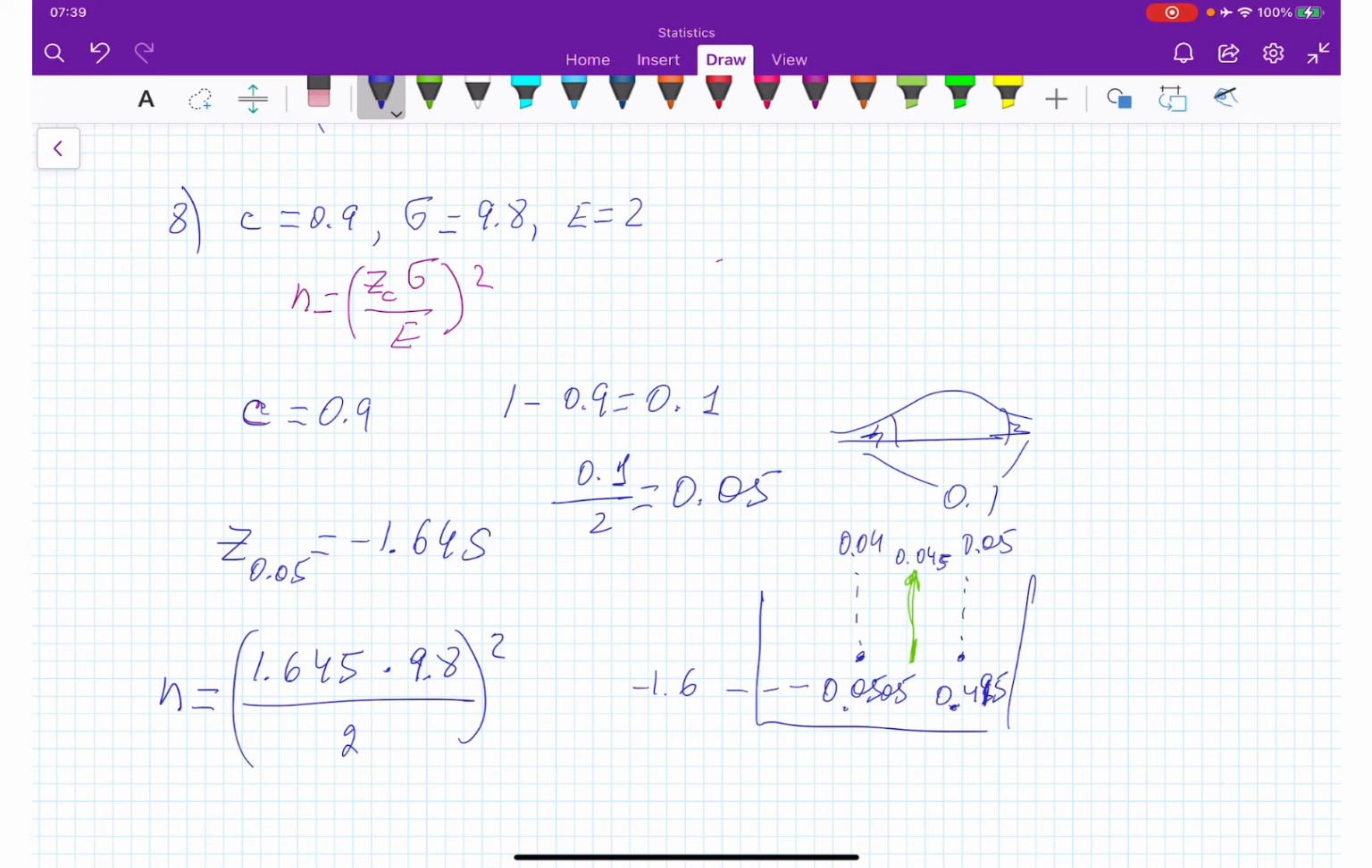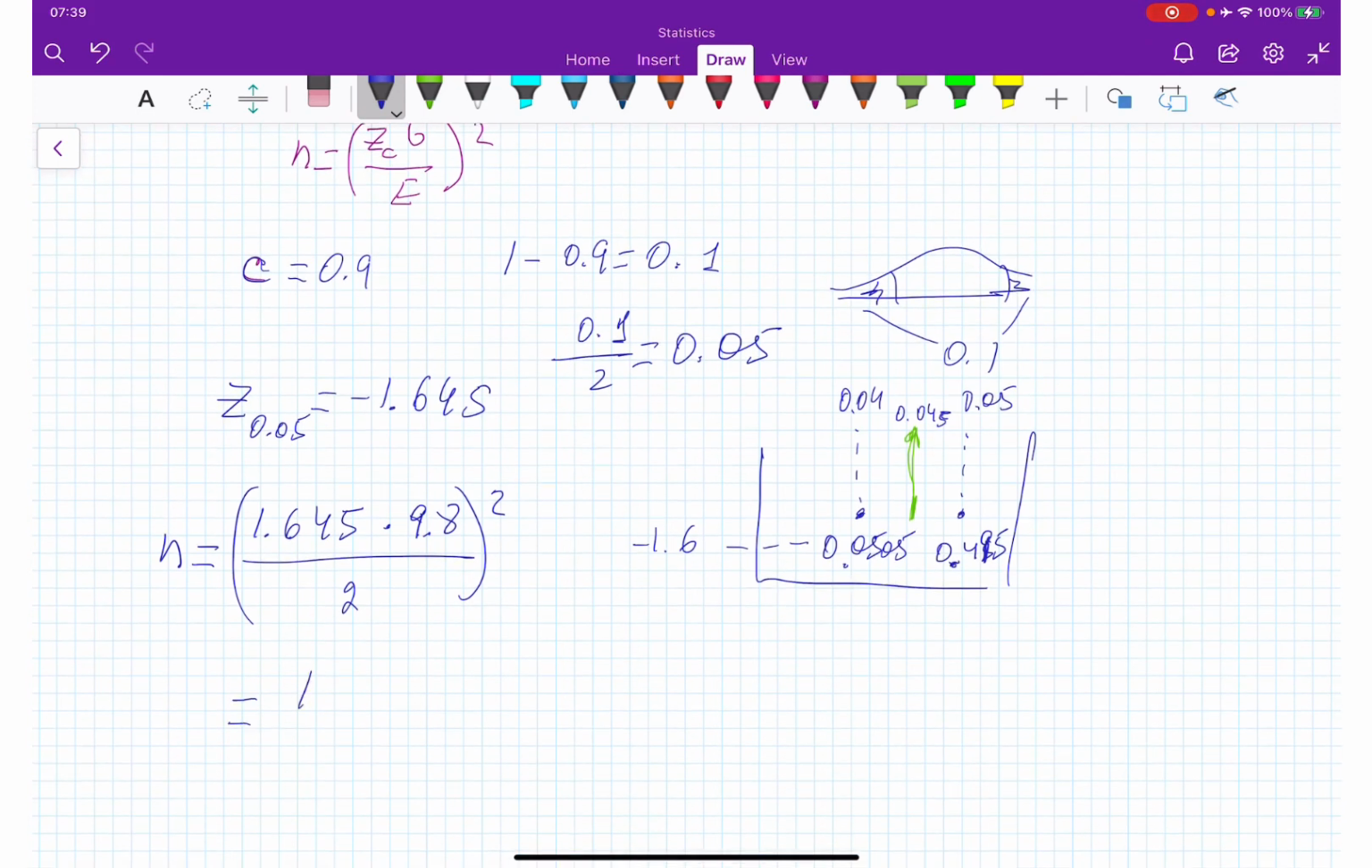1.645 times 9.8, that's going to be 16.12. 16.12 over 2 squared. So let's divide by 2. It's going to be 8.06. And once we square, it's going to be 64 and something, yeah? We'll find out. 64.97. So clearly it's coming to 65 as a minimum. All right, we are good.